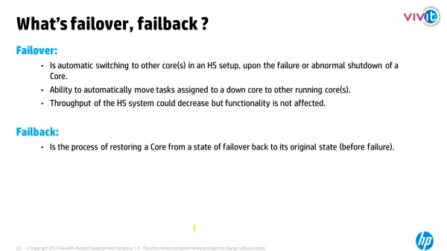Failback is straightforward. You restore the core to the state before the failover happened. Once it's failed back, you start assigning new tasks and make the core a part of your RMI communication, everything. So those are the two concepts, failover and failback, and we'll discuss how these work with the topologies.